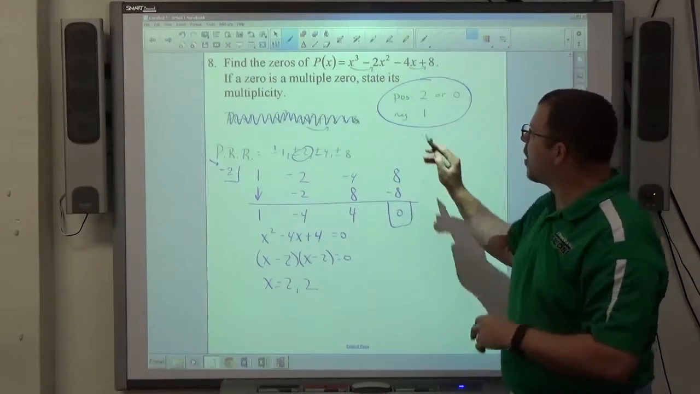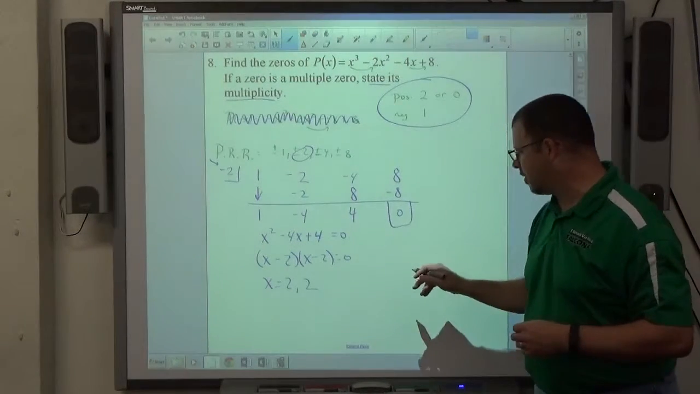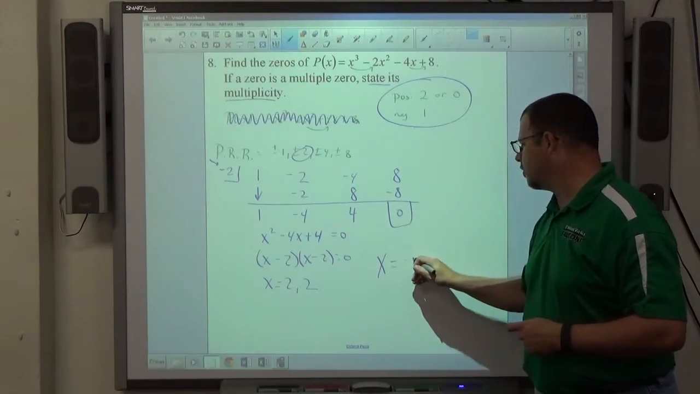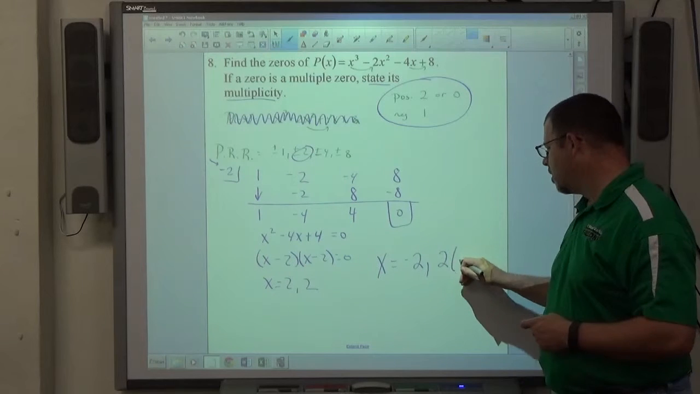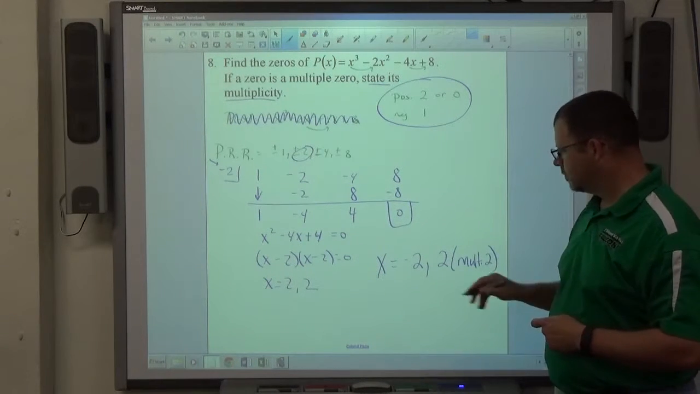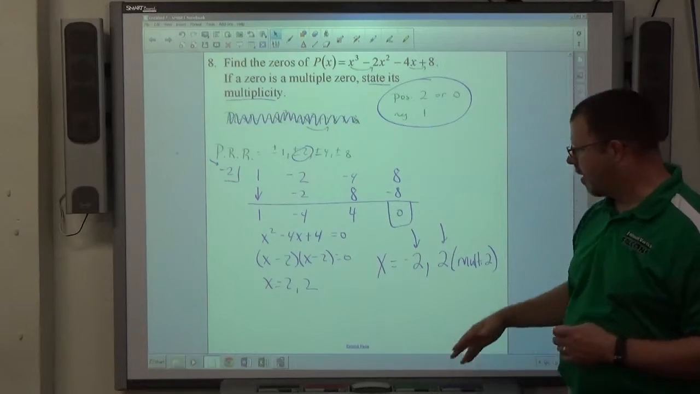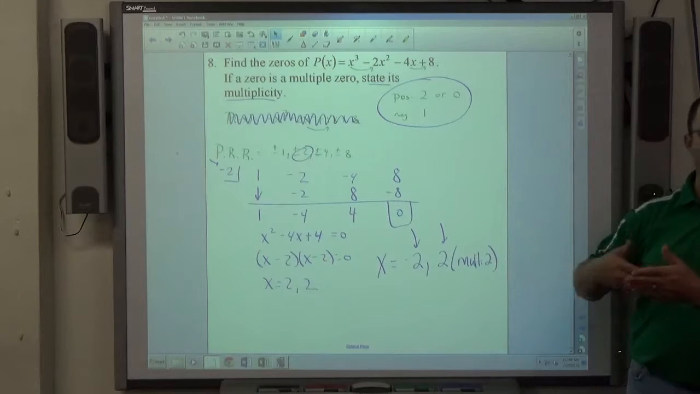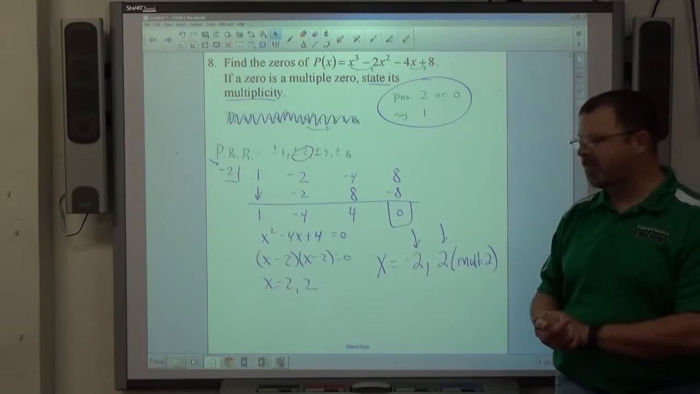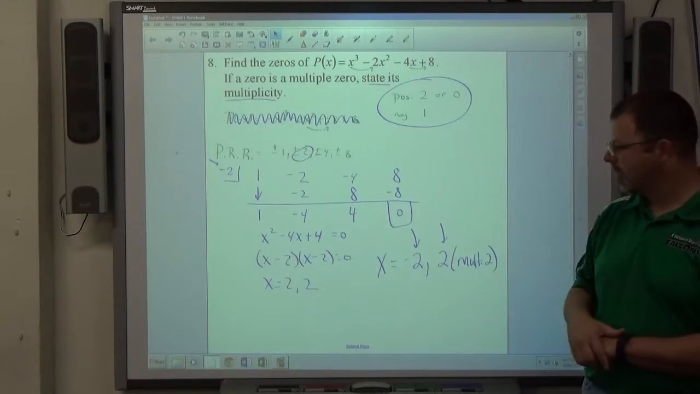And the part about multiplicity means that if it happens more than once, we put the multiplicity of that number. So I would put x equals negative 2, comma 2, multiplicity 2. Negative 2 happens once, positive 2 happens twice. The reason multiplicity is important goes back to that even and odd powers of x minus c theorem. If I was trying to graph this, it would cross at negative 2 and touch and turn at positive 2.